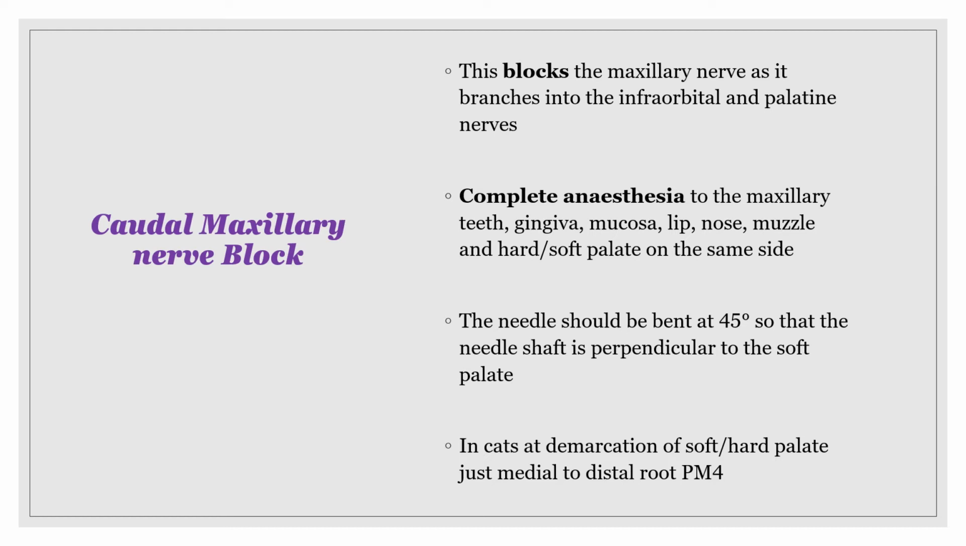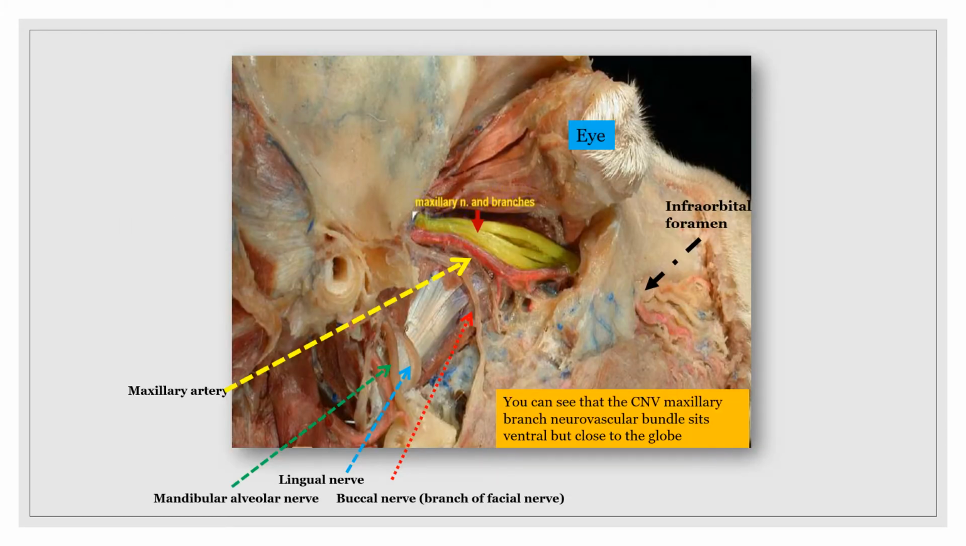In cats, it's a demarcation between the injection sites, a demarcation between the soft and hard palate, just medial to the distal root of premolar 4, and we'll show you that landmark as well. This is a deep dissection of the face. We have the maxillary nerve and its branches here. You can see the yellow, it's quite a thick nerve. It sits below the eye, so the eye is here. So this branch sits below the eye.